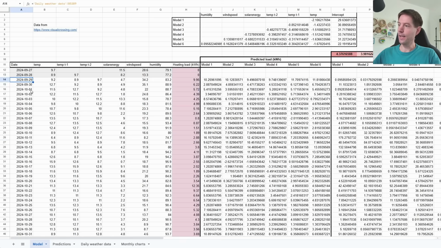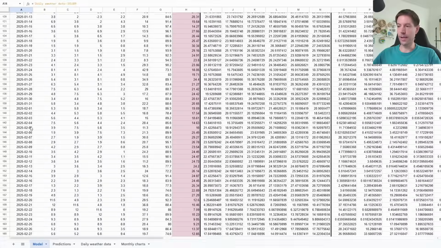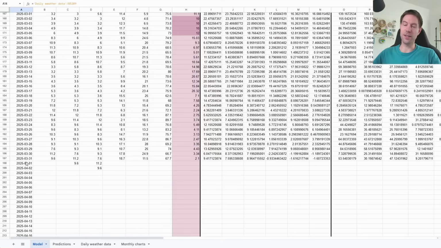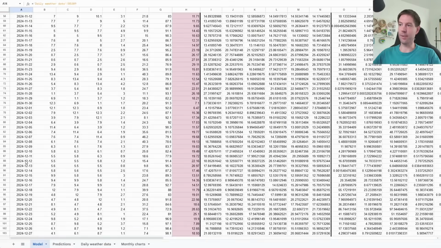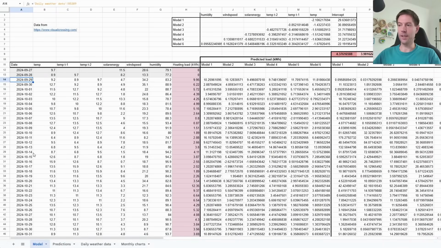Beginning of October and running all the way through to the end of March. So essentially the heating season for our particular house. We turned on the heating at the beginning of October, and we basically turned it off at the end of March. So I recorded that in this column here. That's why it's in purple, because that's data that I've recorded.